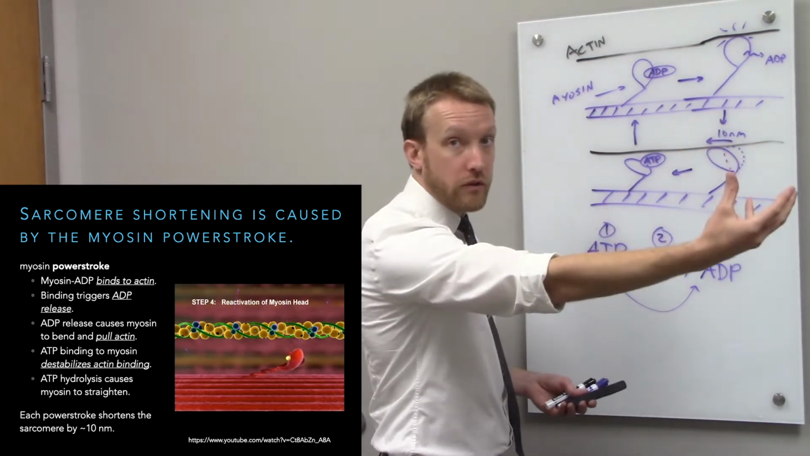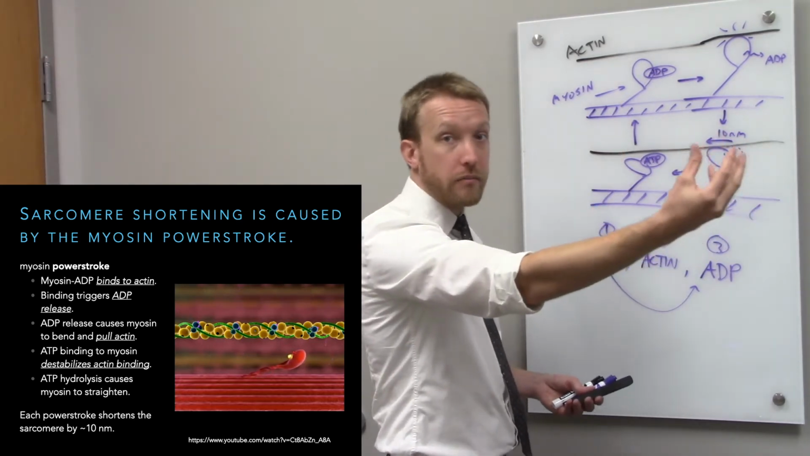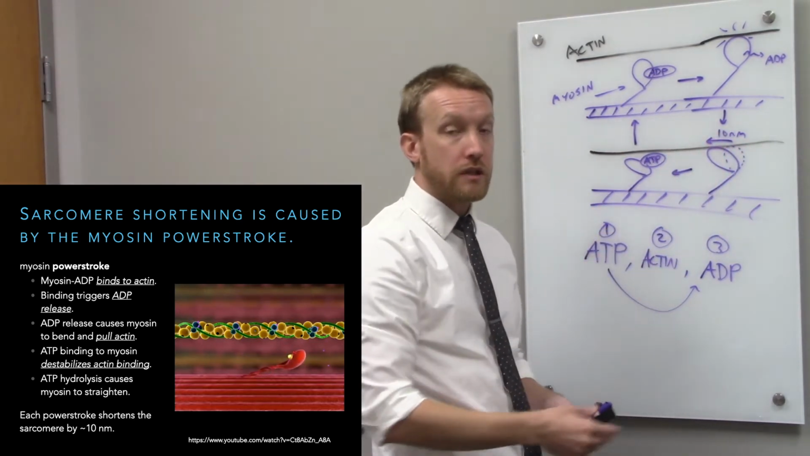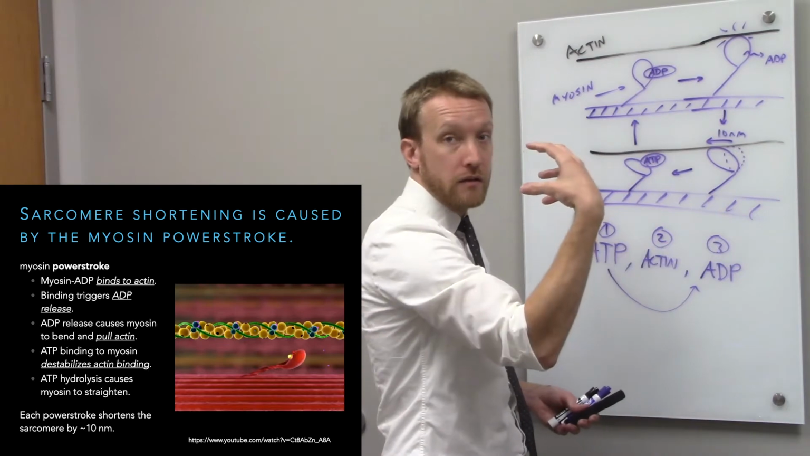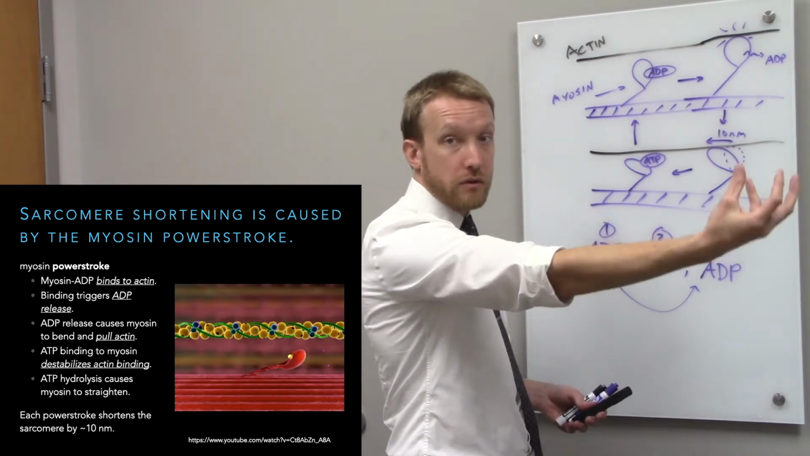So in that forward conformation, that's ADP bound myosin. When it lets go of ADP, it pulls back. When it has ADP, it's forward.